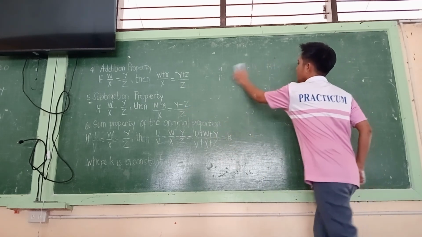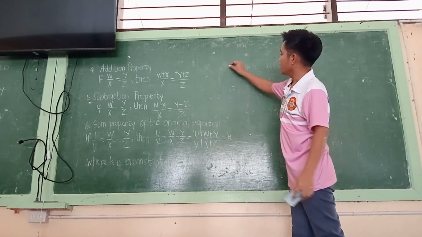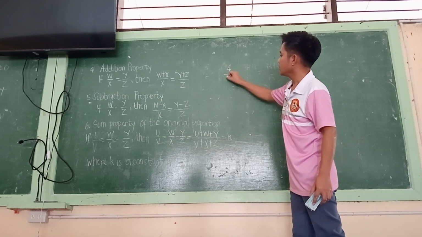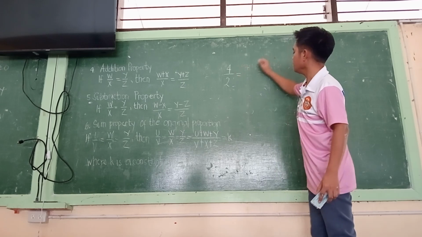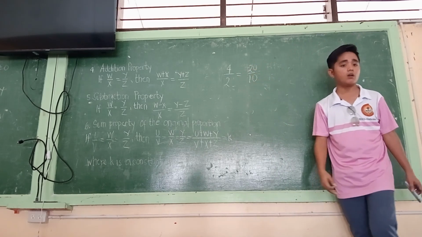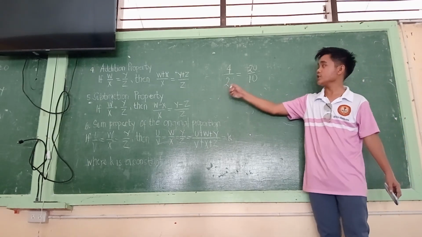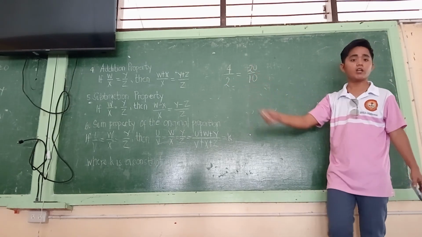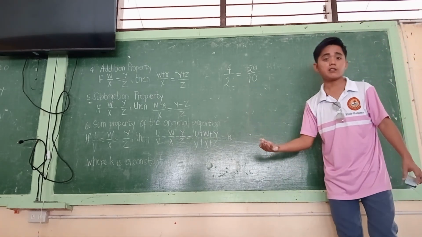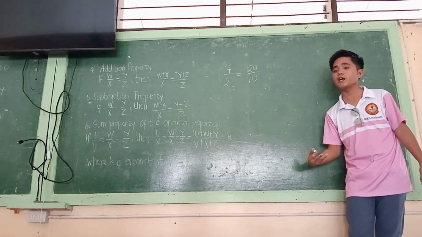Okay, we have an example here. 4 over 2 is equal to 20 over 10. Let's have an example of proportion. 4 over 2 is equal to 20 over 10. Okay, by using the subtraction property, let's check if may equal ba gyapon siyang duha.